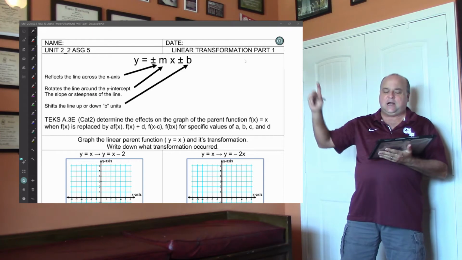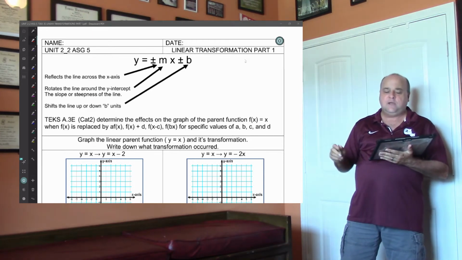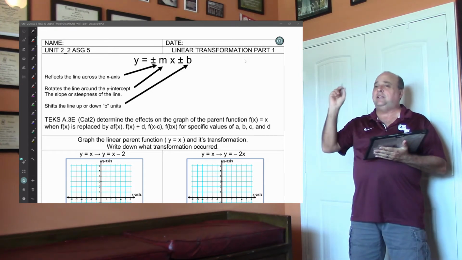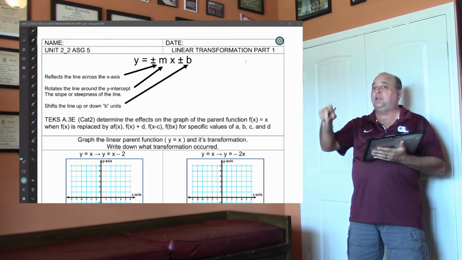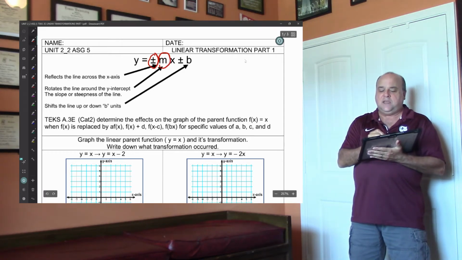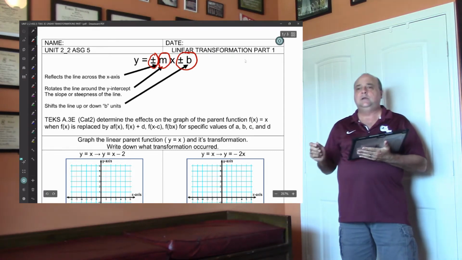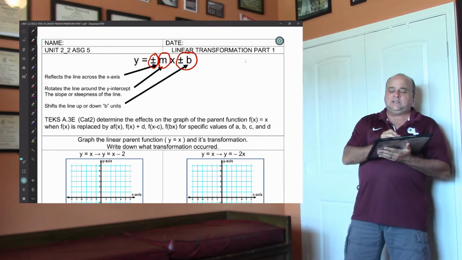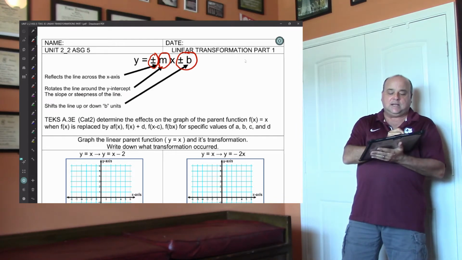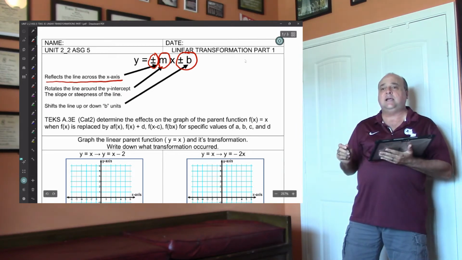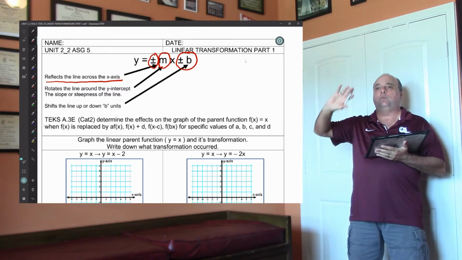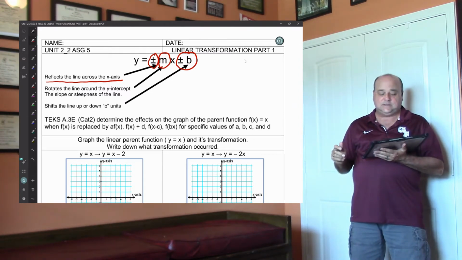Okay, so what you're seeing now is the worksheet you should have printed off. It's about linear transformations. What we're going to do today is take the 8th grade equation that you learned and figure out what this plus or minus does, what the m does, and what the b does. The plus and the minus is going to make the line go up or down. That's your slope. Basically, it reflects the line across the x-axis. So if it's negative, it's going to reflect the line across the x-axis.